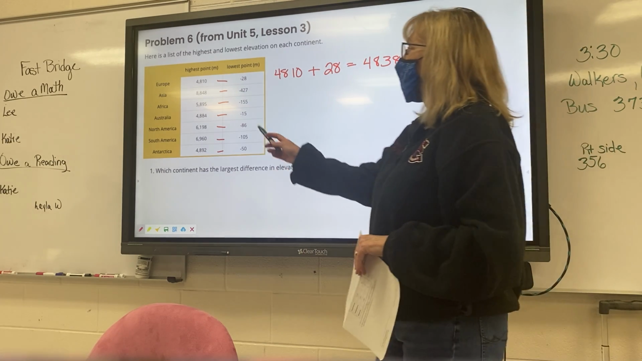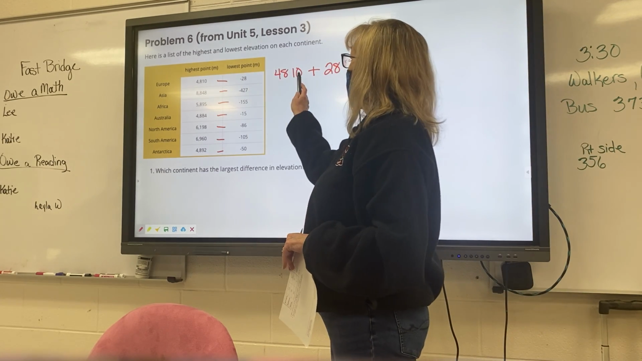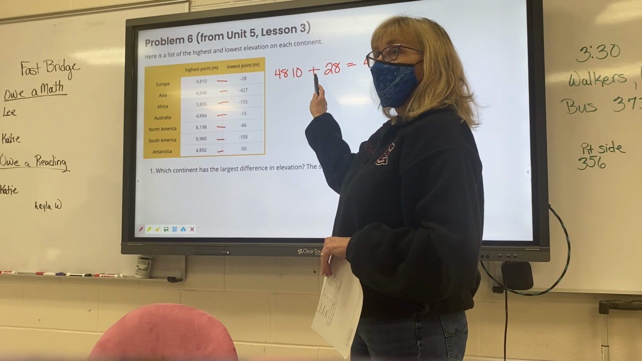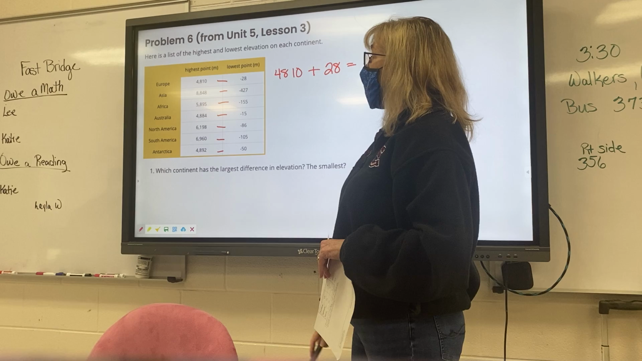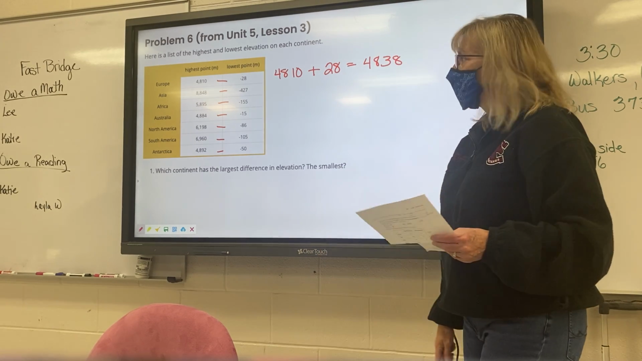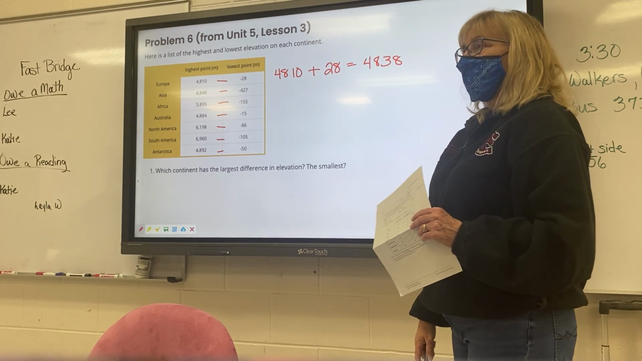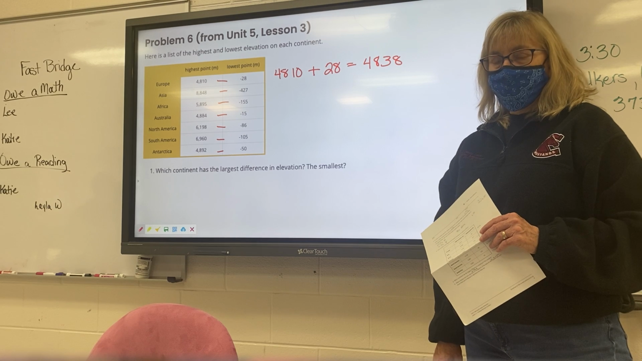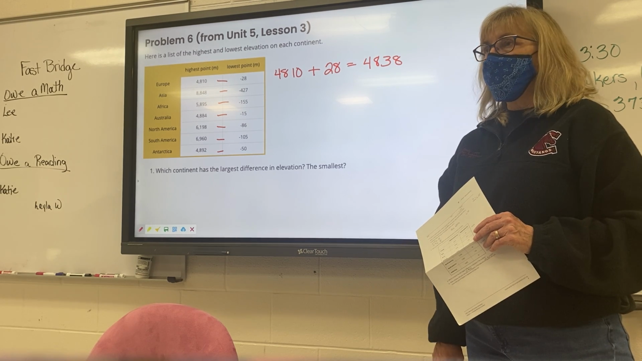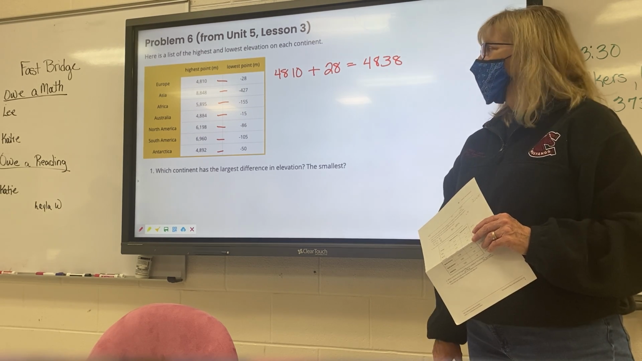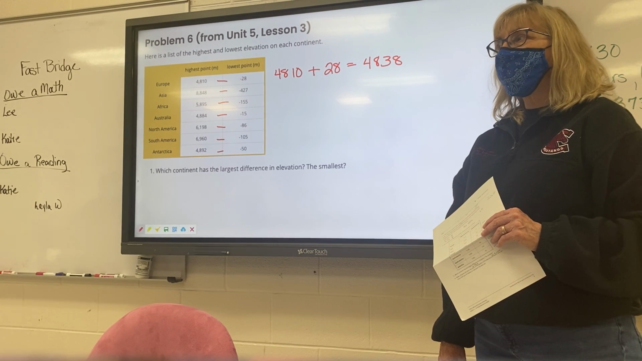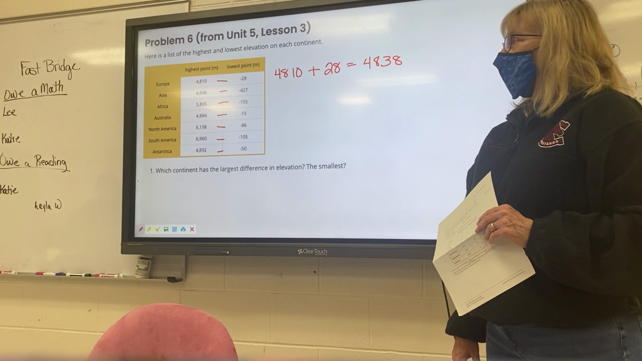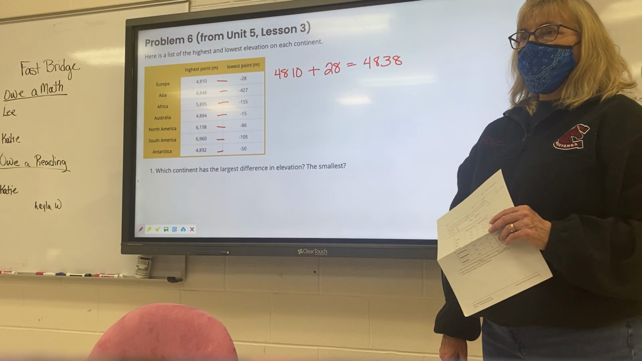Okay, we're subtracting them. So your first step is to turn it into an addition problem. Copy, change, opposite. And then you can use your calculator, but you shouldn't have to. You can probably add them up. Copy, change, opposite is your first step.